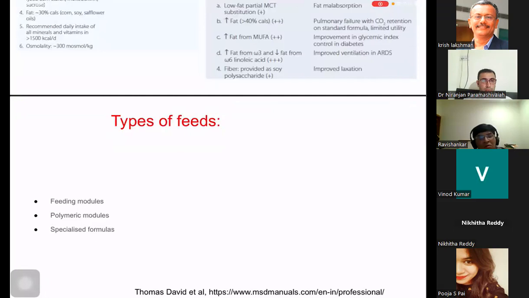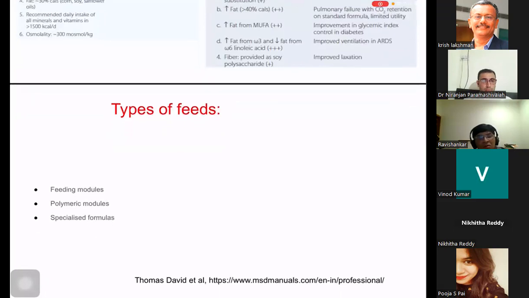Various types of feeds, according to Thomas David et al., are feeding modules, polymeric modules and specialized formulas. Feeding modules are the feeds in which we provide a specific type of energy, specifically carbohydrates, or specifically proteins, or specifically fats. In polymeric modules, we provide these energy modules in combination. In specialized formulas, these are broken down into elemental forms and provided in elemental forms. These are called specialized formulas.